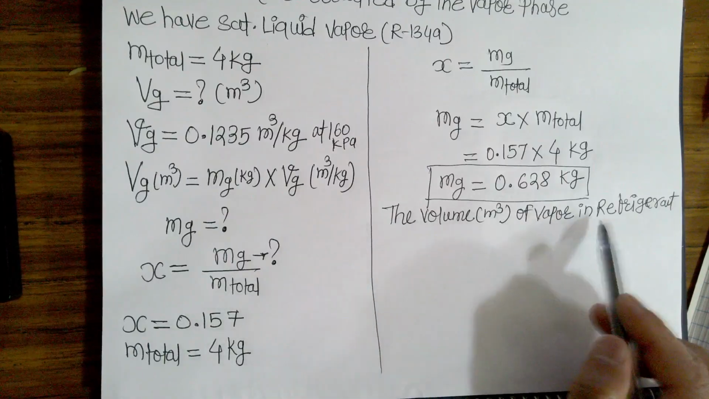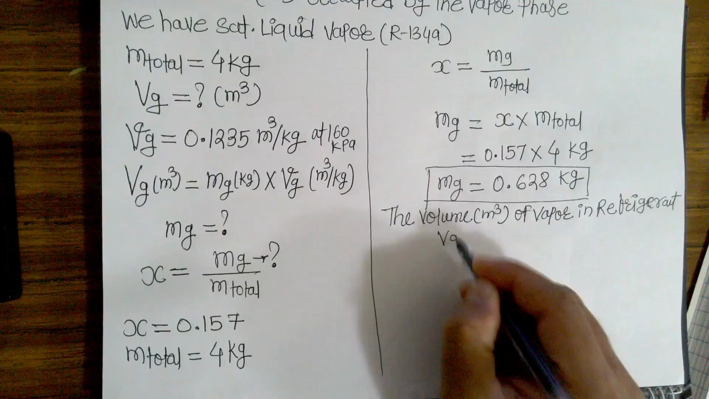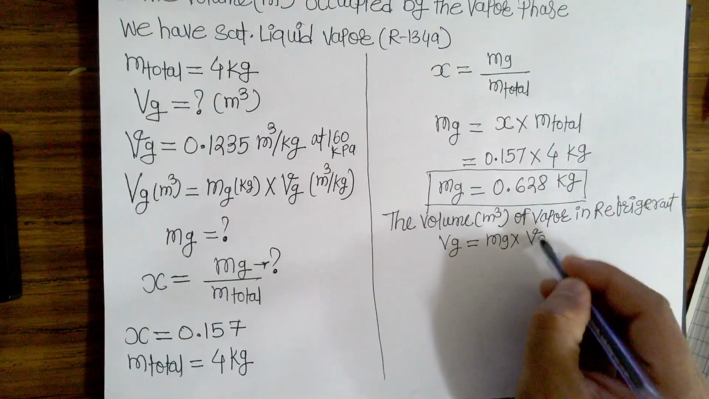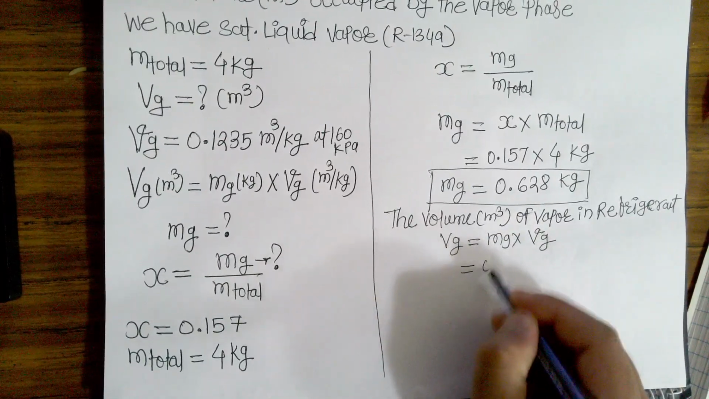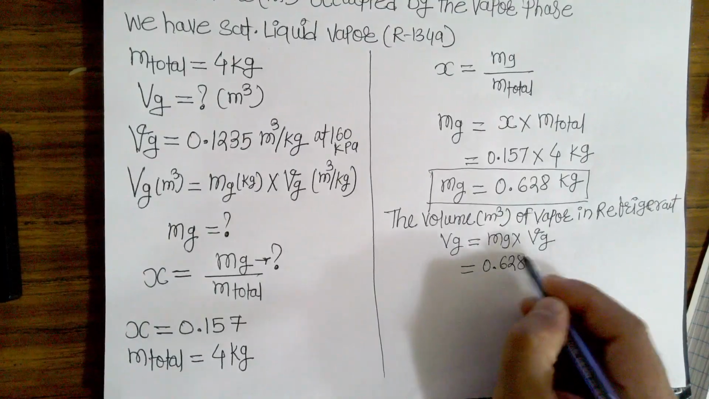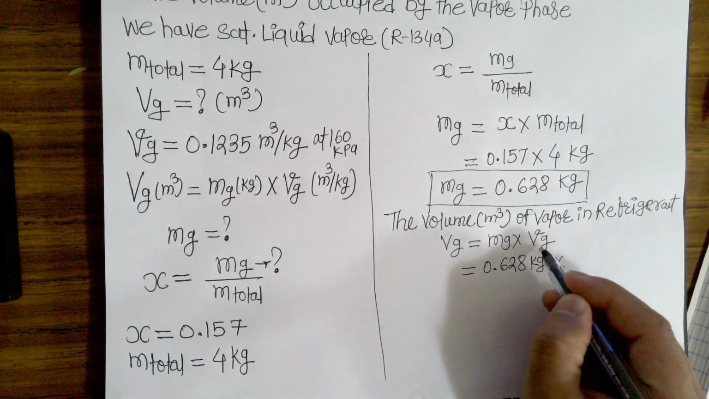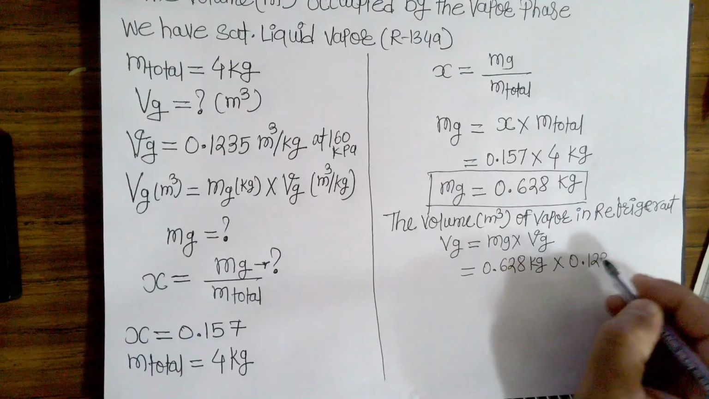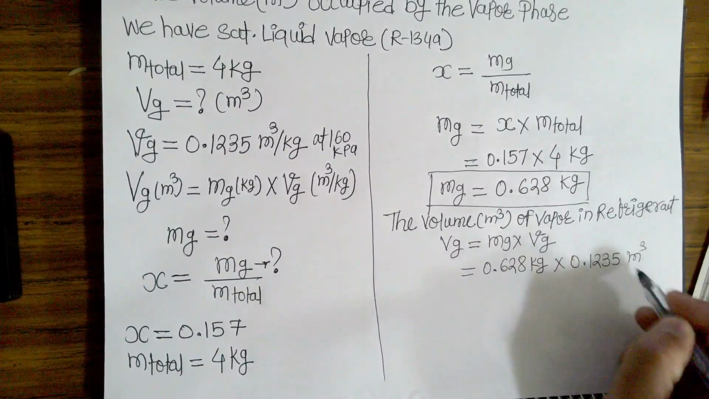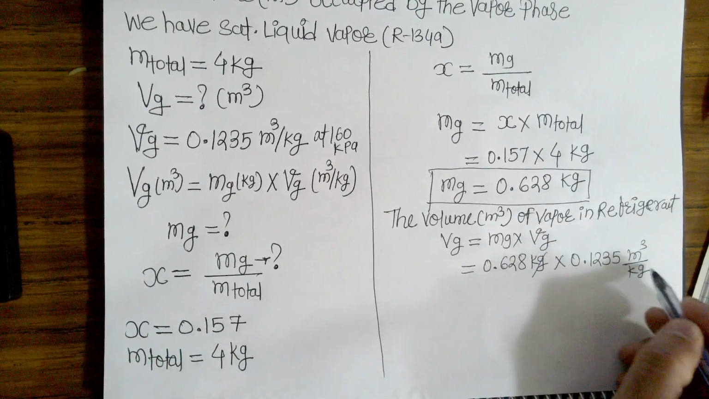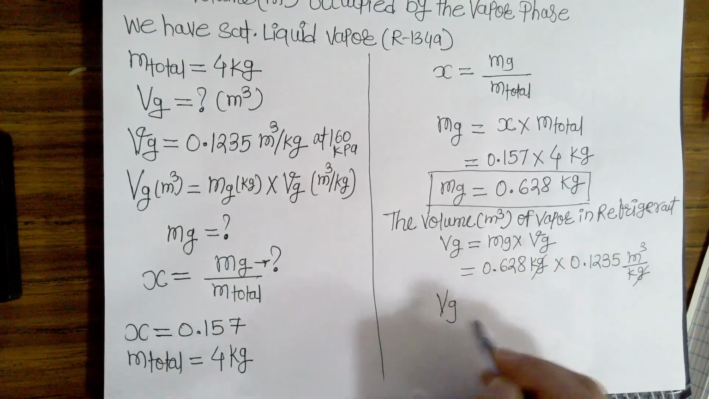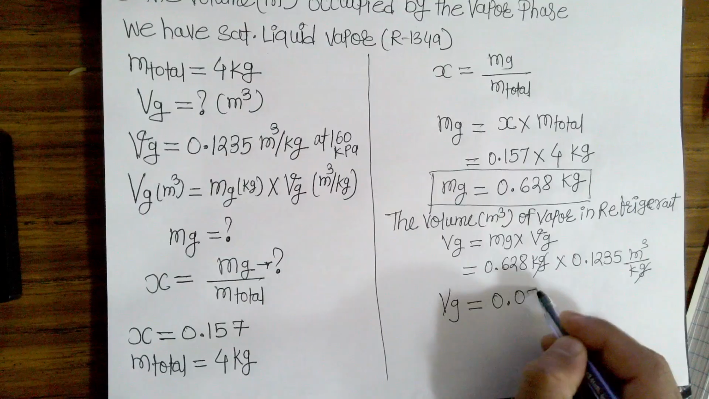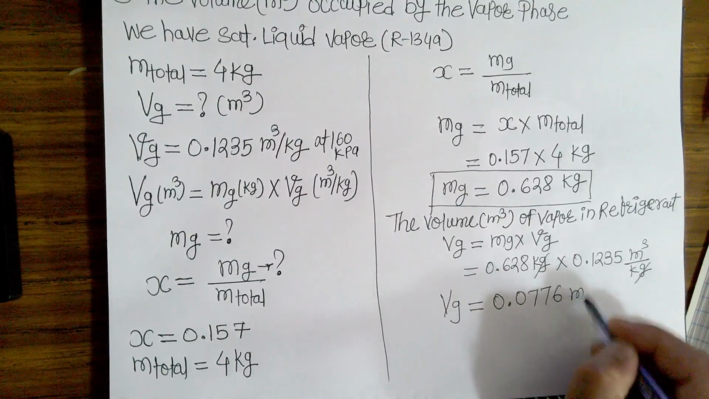So the volume of vapor in this refrigerant is equal to capital Vg is equal to mg multiplied by this specific volume Vg. mg is 0.628 kg multiplied by the specific volume Vg at 160 kilopascal, which is 0.1235 meter cube per kg. This kg will get cancelled. We will get capital Vg is equal to 0.0776 meter cube.